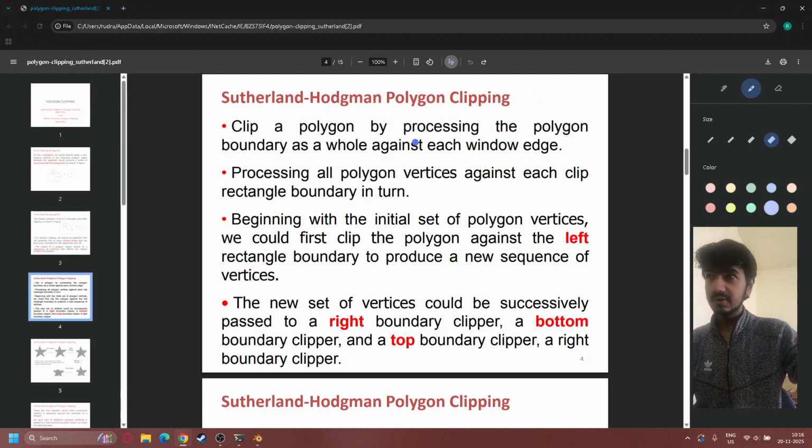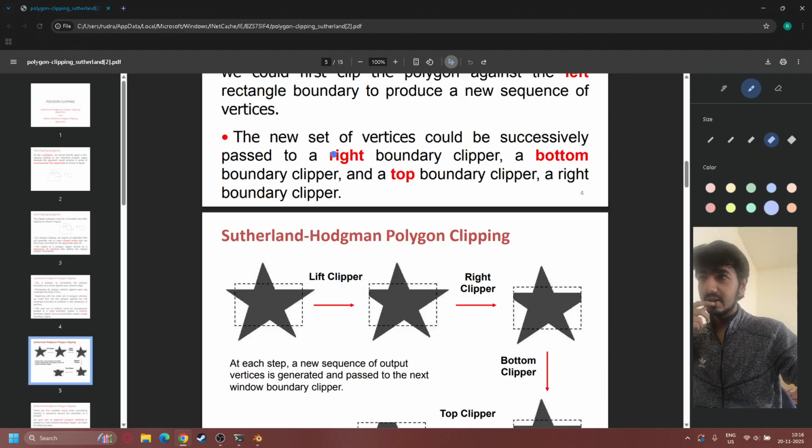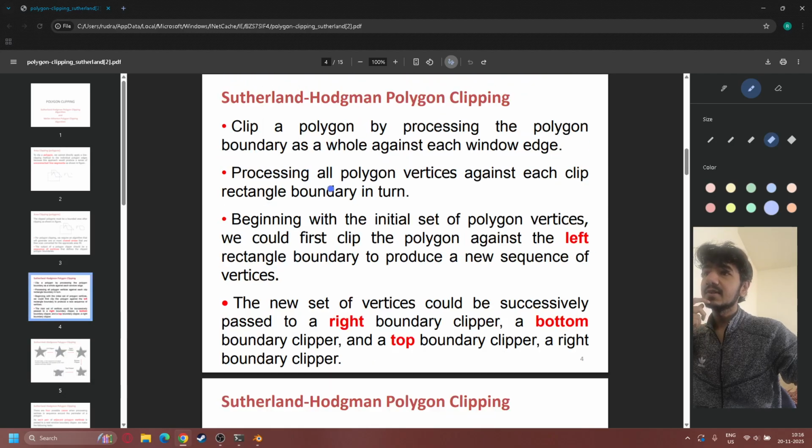So what's the use of this? It is used to clip a polygon by processing it against the clipping window. Now our clipping window typically would have four boundaries, which is the left boundary, the right boundary, the top boundary and the bottom boundary. What this algorithm does is process all the vertices against each clip of the clipping window, which starts with left, moving on to the right, then to the bottom and to the top.